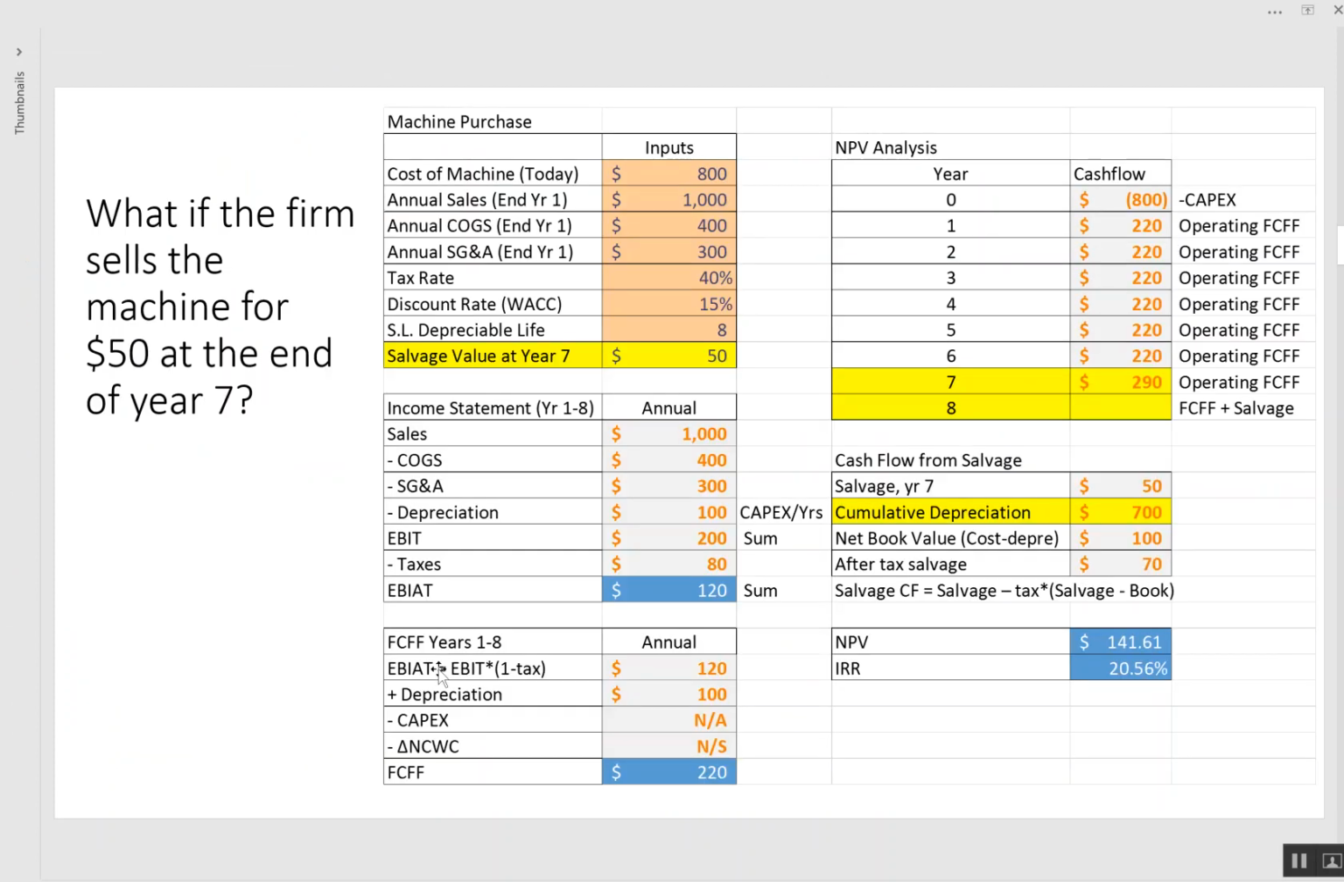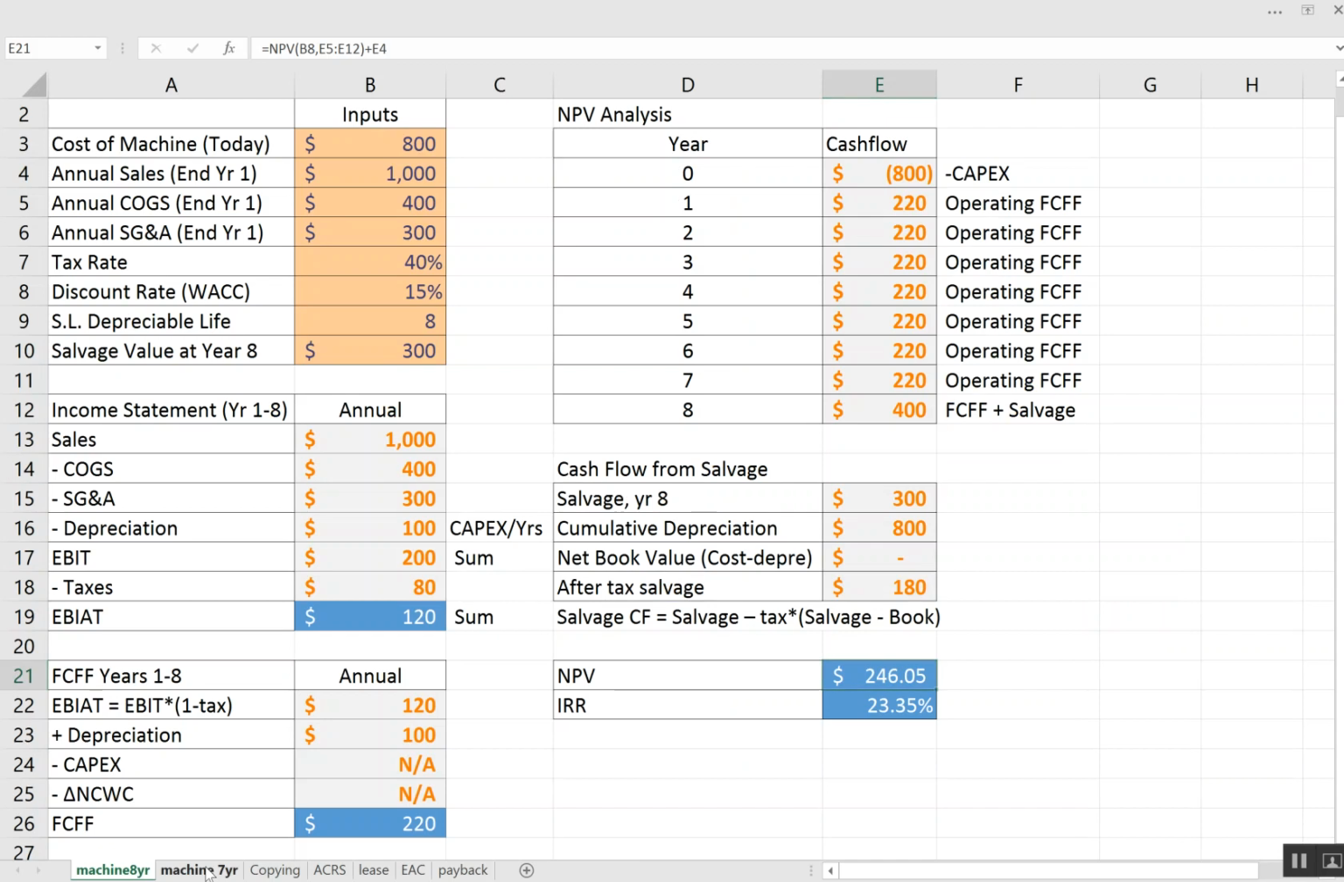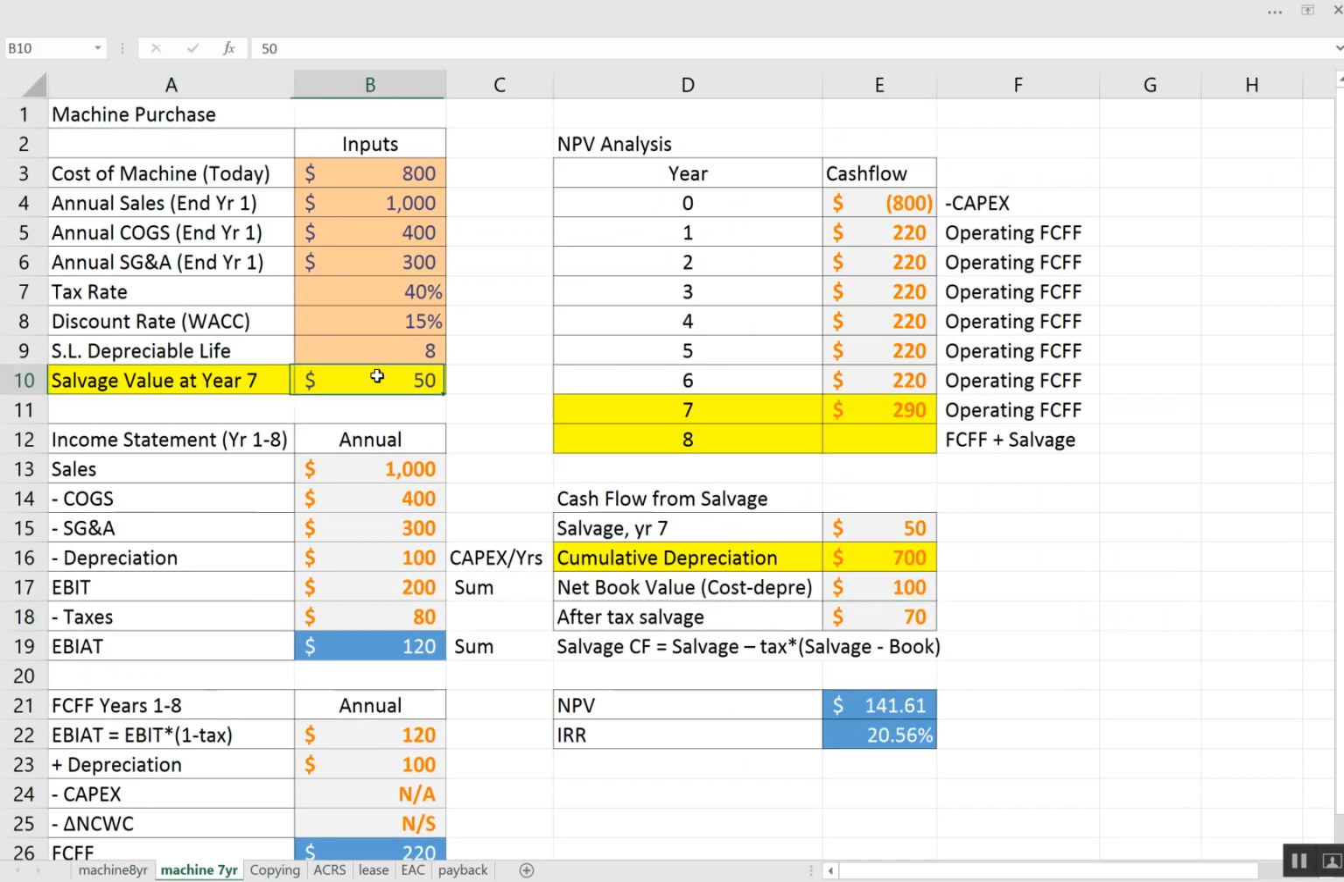Now, just for fun, let's say you make the assumption that at the end of 7 years, you sell it for only $50. So I have another link here. At the end of 7 years, even though you depreciate it for a full 8 years, I'm going to get rid of my cash flow in year 7 or 8. This is all the same from the last example. The only difference is I'm now using a salvage value of $50.